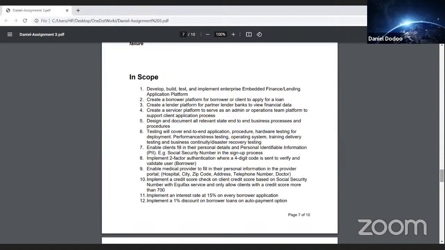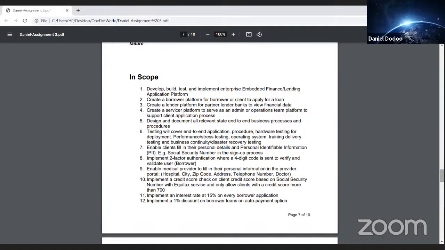We move on to create a borrower platform for the borrower or client to apply for a loan. This is another feature that we are looking to integrate into our platform. Also, to create a lender platform for partner lender banks to view financial data. Whatever money is credited into the escrow account, whatever money is going out, whatever revenues and profits are generated, we are looking into having a portal or platform for a lender to view this financial data.